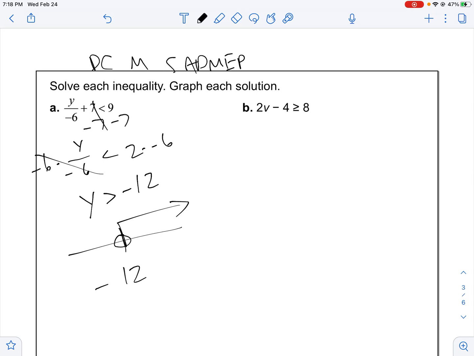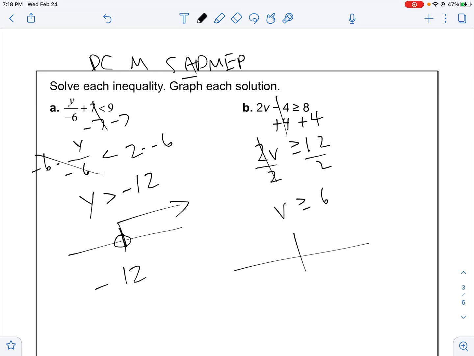Same thing here. Do your opposites. We're going to add first, because A, that gives me 2v is greater than or equal to 12. Then divide. V is greater than or equal to 6. So if I draw this, I have closed at 6, going that way. So if you just remember DCM SADMAP, you should be able to solve every single one of these.